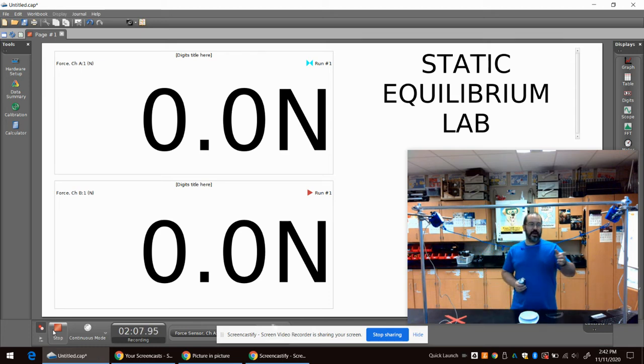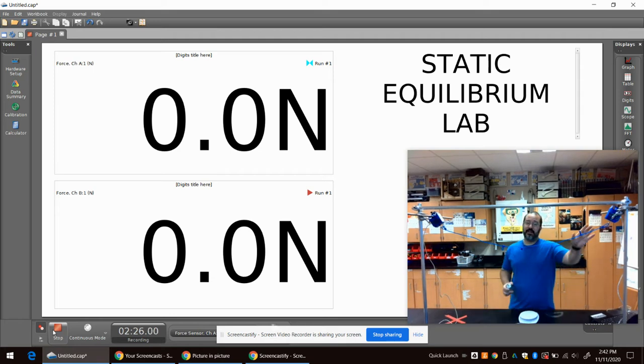Now, if we had two strings, and these two force sensors were right above each other, and I hung this mass on it, we would say that one string would pull up with 4.9 newtons and the other string would pull up with 4.9 newtons. They would both be holding half the weight.